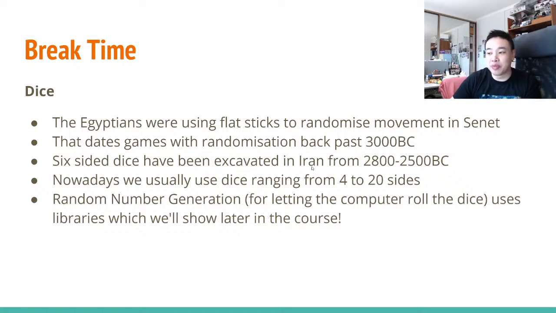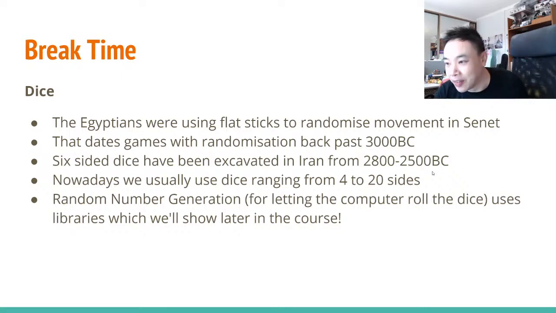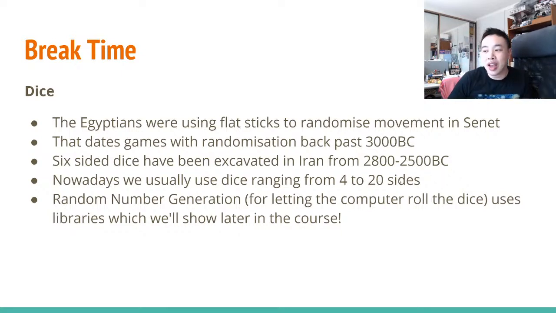And six-sided dice have been found in Iran, dating to 2,800 to 2,500 BC. So those six-sided dice, I've put them away, but I'll get them back out later, have been around for ages. And we're using, as I said, 4 to 20-sided dice.